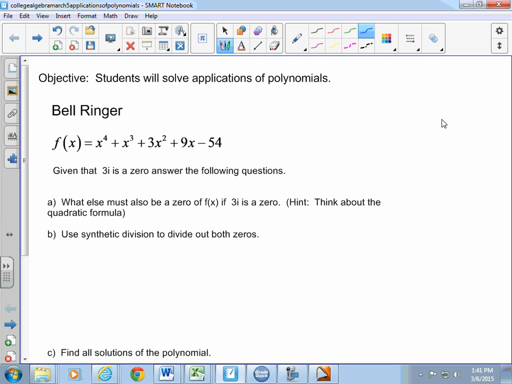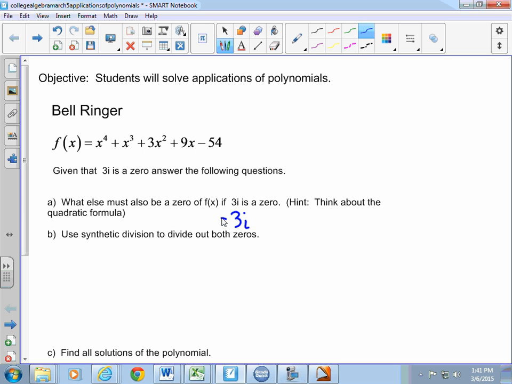So the first question said, given that 3i is a zero, answer the following questions. What else must be a zero if 3i is a zero? And it says negative 3i. Why? Right, if you get 3i as a zero, that came from taking the square root of negative 9. You're going to take the square root of negative 9 and get a 3i. You're going to get a negative 3i as well. So if 3i is a zero, then negative 3i is a zero as well.